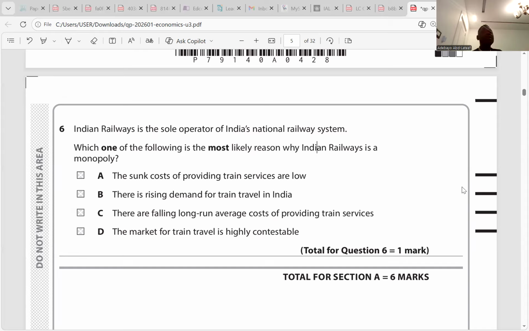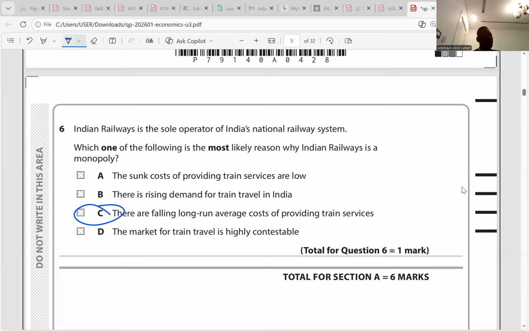C, there are falling long run average costs of providing train service. That brings about efficiency. So the Indian Railway is efficient, and that is why it's able to continue in that market. If the long run average cost is falling, it means there's productive efficiency and allocative efficiency, and that is why Indian Railway is the sole operator there. If not, it won't continue. So do you understand the point we're making here? It's a monopoly because it's efficient. So the answer is C. If you got it wrong, the answer is C.